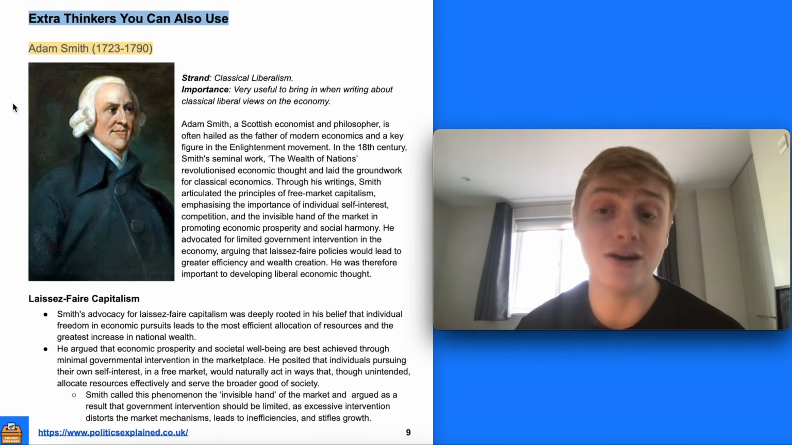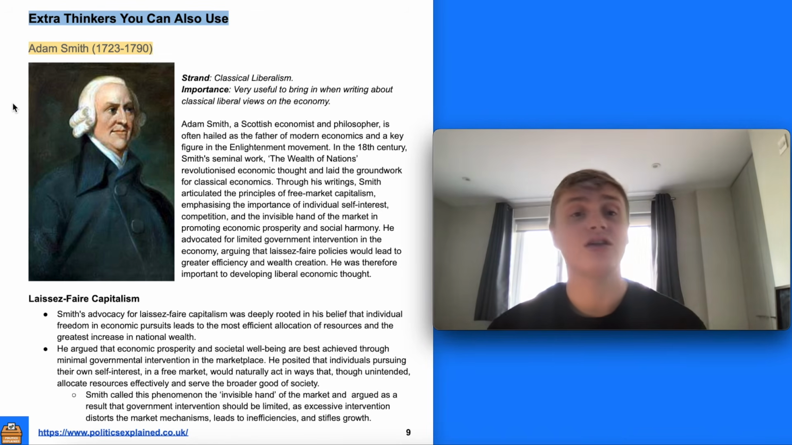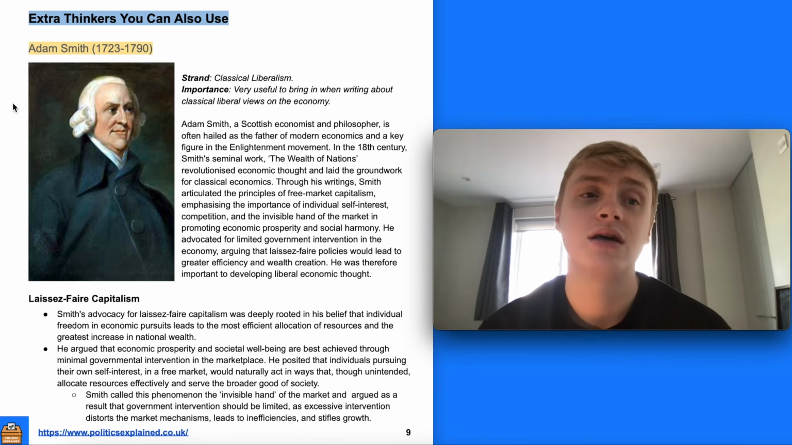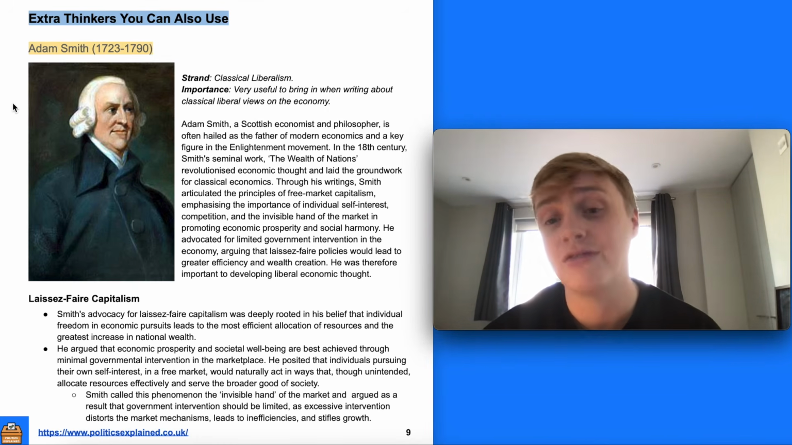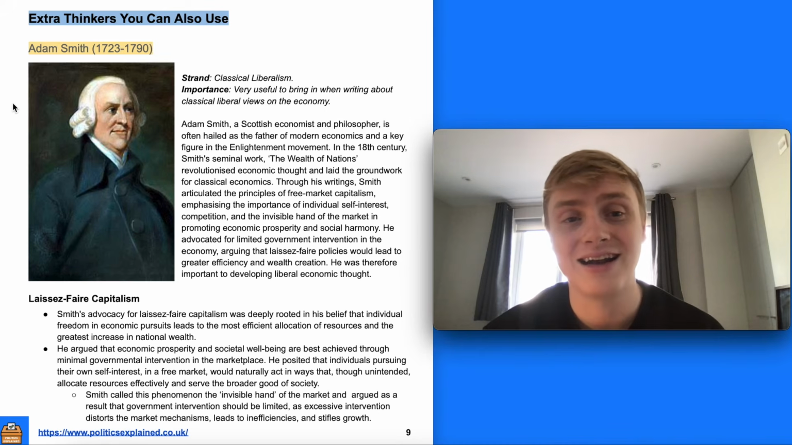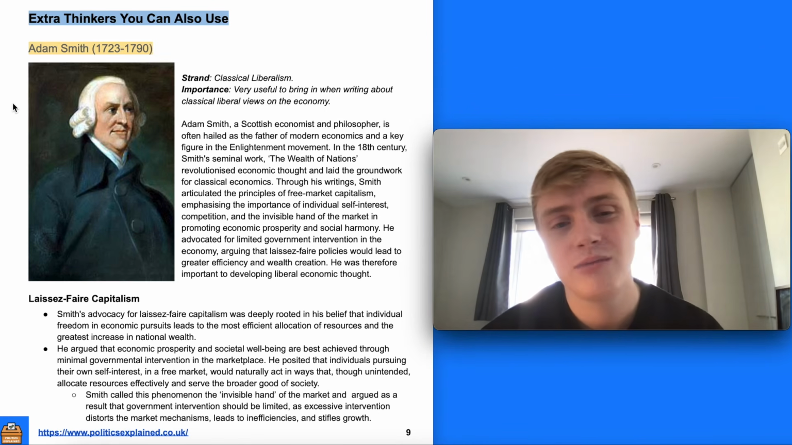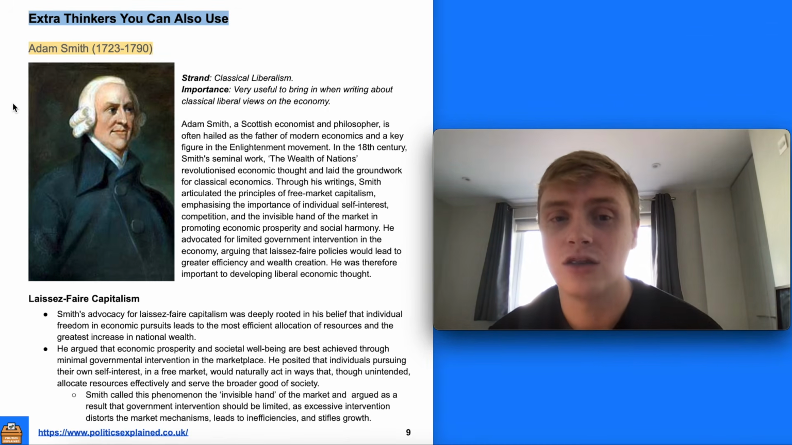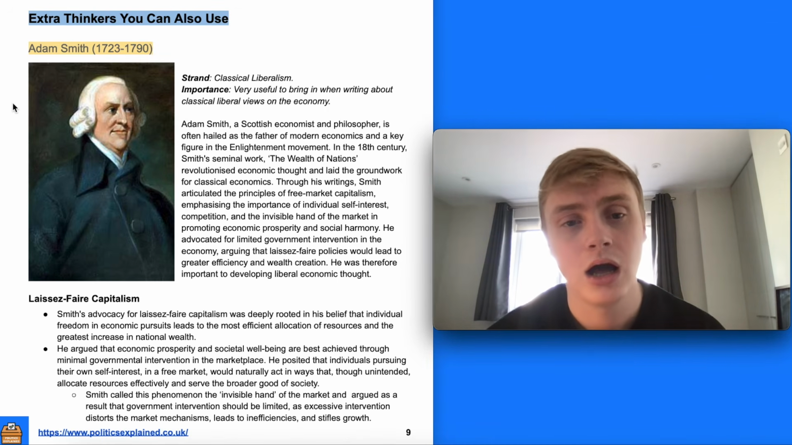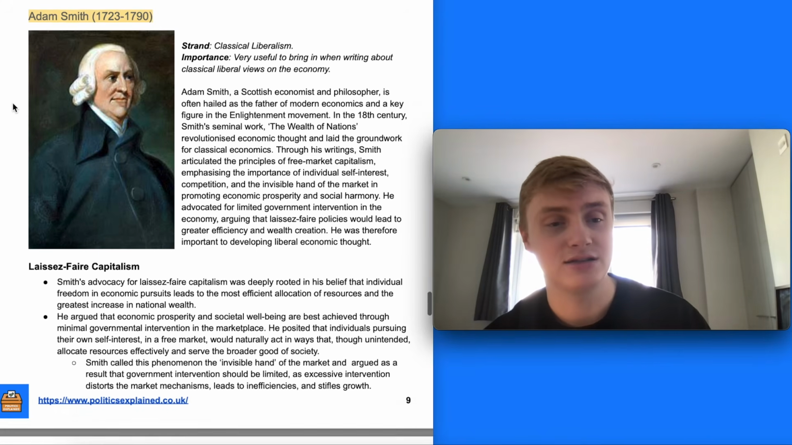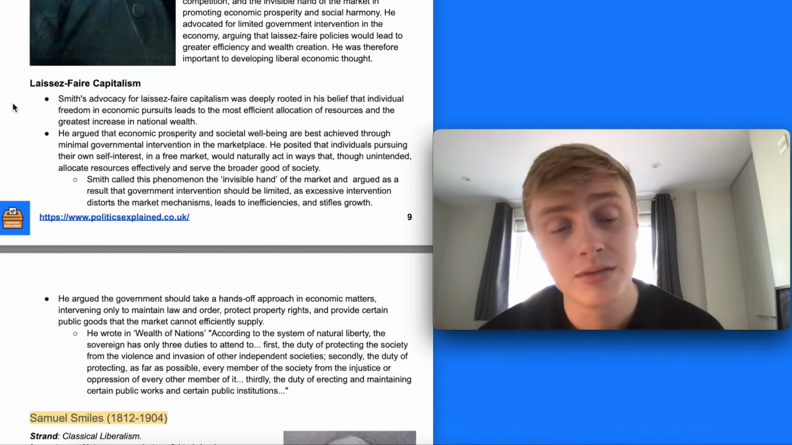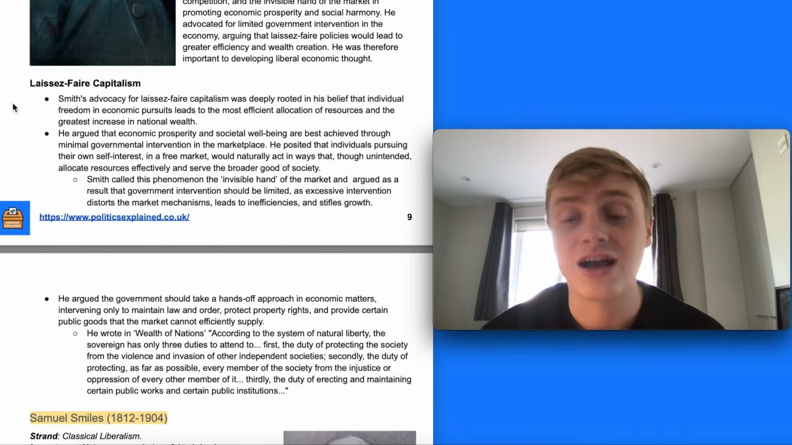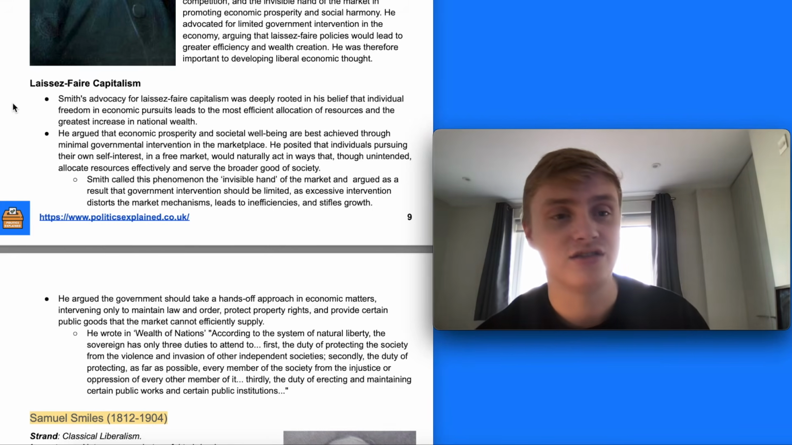We're going to have a look now at some extra thinkers that you can bring in to illustrate points in particular essays. And probably maybe the most important one of these is Adam Smith. He's very much a classical liberal and should definitely be brought in when writing about classical liberal views of the economy. Generally seen as the father of modern economics, he really articulated the principles of free market capitalism or laissez-faire capitalism. His advocacy for laissez-faire capitalism was deeply rooted in his belief that individual freedom in economic pursuits leads to the most efficient allocation of resources and the greatest increase in national wealth.